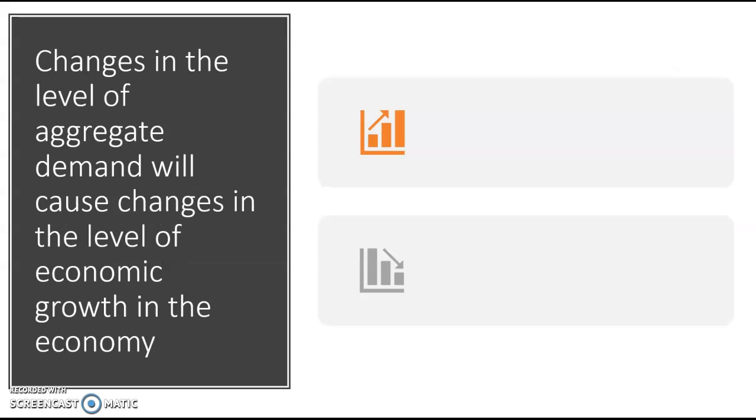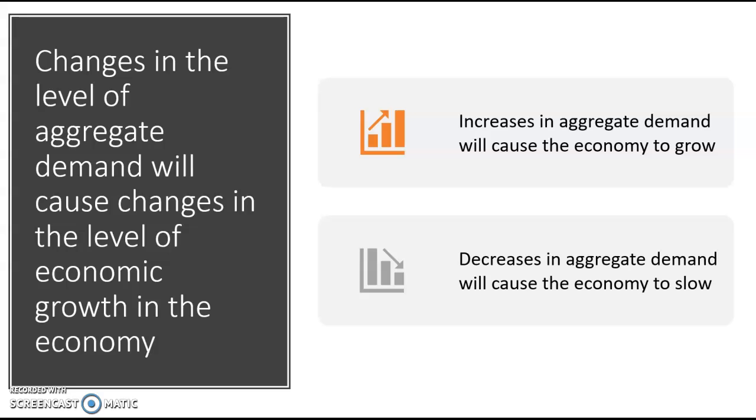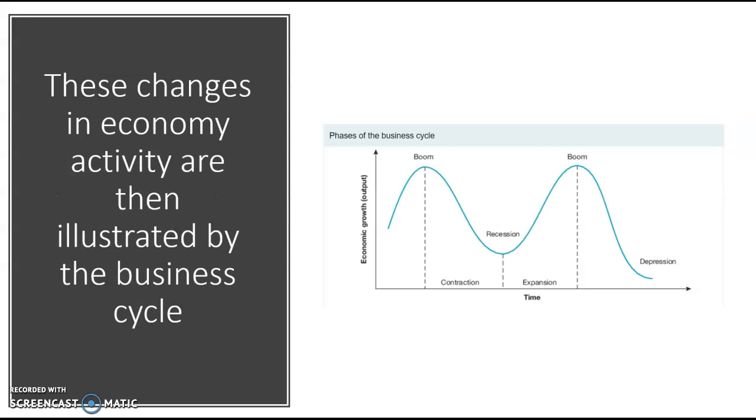The next thing we need to consider is how changes in the level of aggregate demand will cause changes in the level of economic growth in an economy. So if the level of aggregate demand were to increase, this will cause the economy to grow and expand. However, if the level of aggregate demand was to decrease, this would cause the economy to slow. And these changes can then be represented on the business cycle.